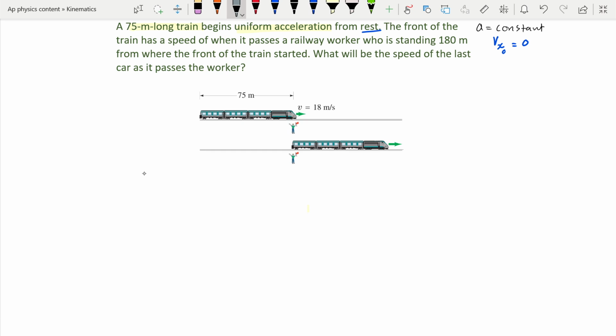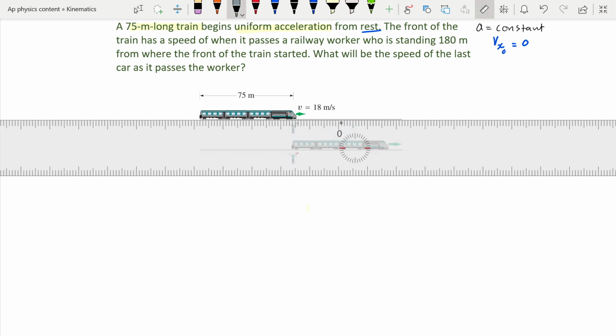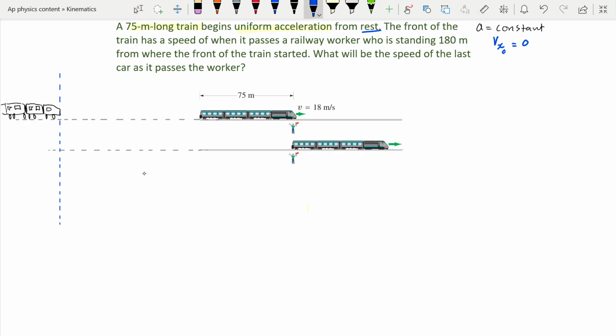So if we choose our rectangular coordinate system, let us say this is the point where the train started. So the train started from x0 equal to 0 meters from this point. And what is the position of the person? Right now it is 180 meters. It means that the train has traveled 180 meters from the reference point.